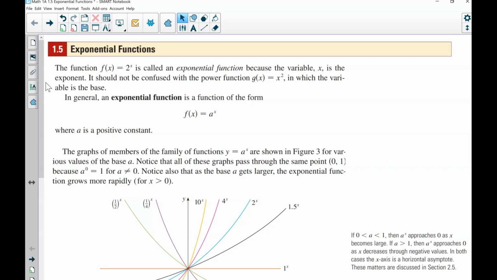So in general, an exponential function is a function of the form f of x equals a to the x, where a is a positive constant.